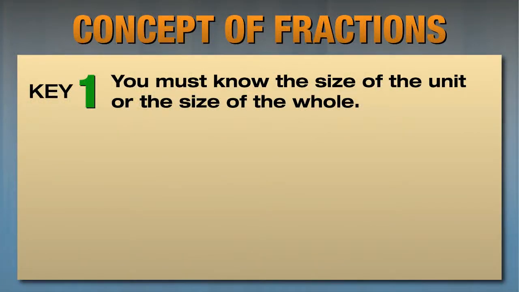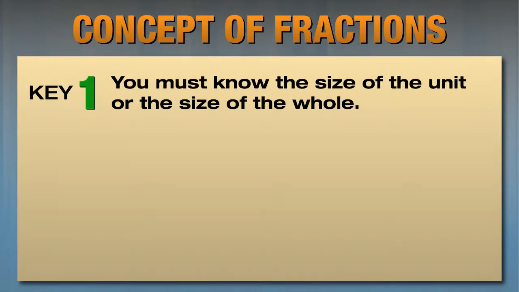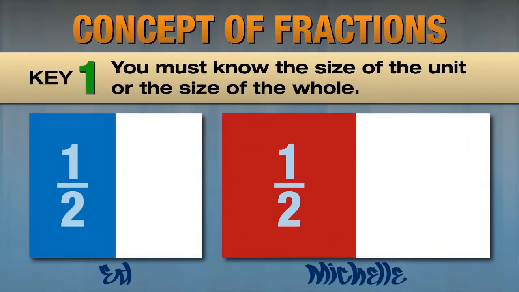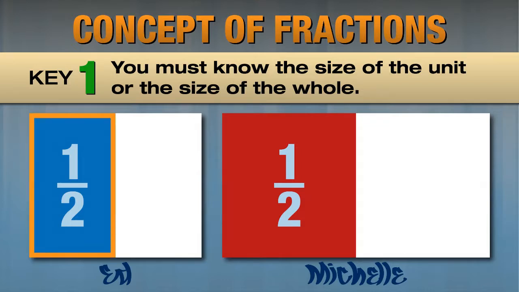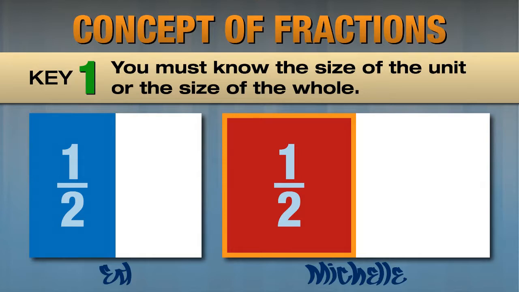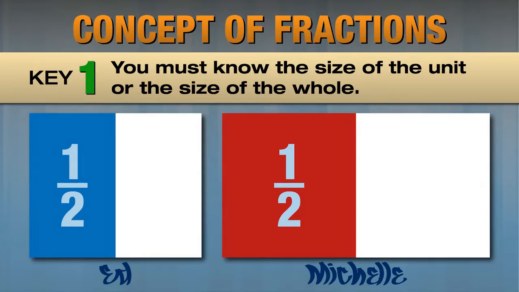Key point 1. Paco begins a painting by examining the size of the canvas, ceiling, or wall. When working with fractions, you must first know the size of the unit, or the size of the whole. Here is an example. 2 of Paco's friends, Ed and Michelle, offered to help him by painting a base coat on 2 walls. One wall is small, and the other is pretty large. If Ed paints half of the small wall, and Michelle paints half of the large wall, have they painted the same amount? Not if the walls are different sizes.